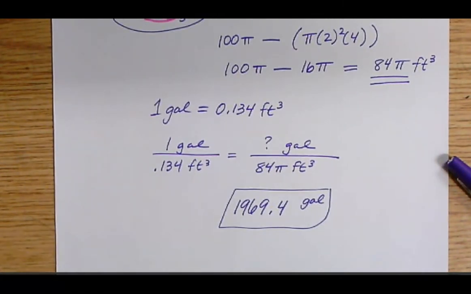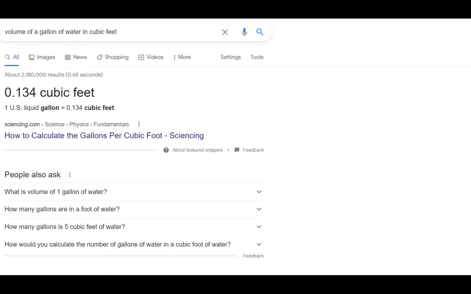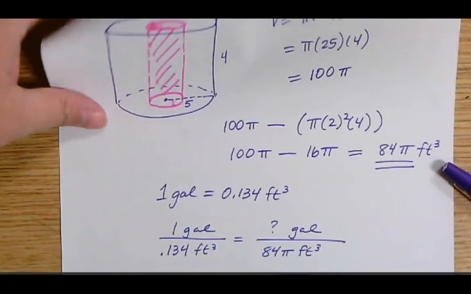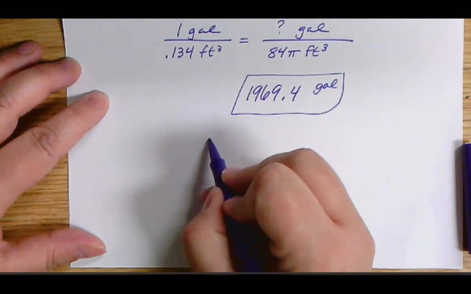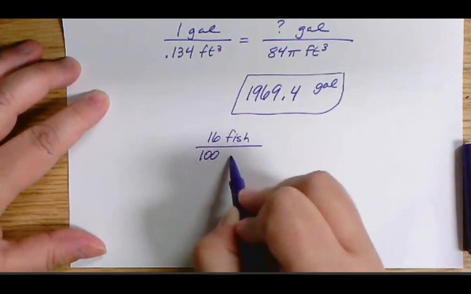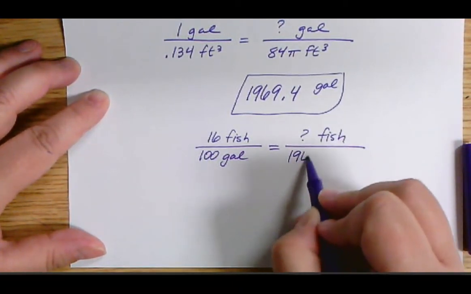Okay? So now I'm going back to the problem. Wrong place. There we go. Somehow I'm on Edpuzzle. There it is. Okay. And I need 16 fish per 100 gallons. Okay. So I'm going to do another proportion. If I need 16 fish in 100 gallons, then how many fish do I need in this many gallons?